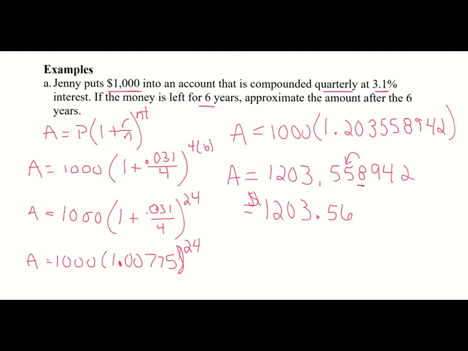So Jenny invested $1,000. At the end of 6 years, at 3.1% interest, she has $1,203.56. So she earned $203.56 in interest, which you're probably like, that's not very good. You're right, it's not, but most interest rates on savings accounts are less than 1%. So to have a 3.1% interest rate, that's a really good interest rate, and she actually did pretty well for those 6 years.